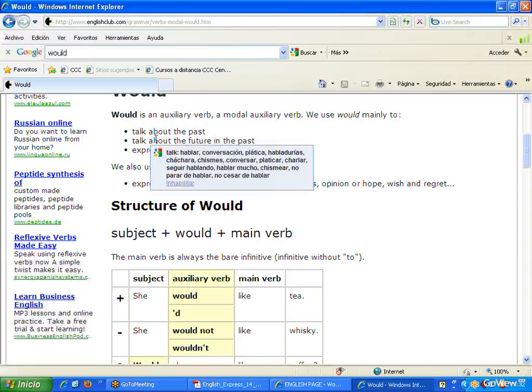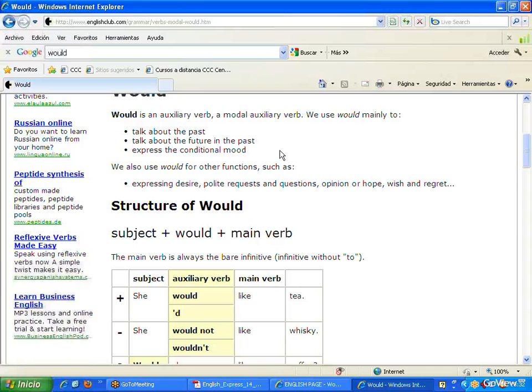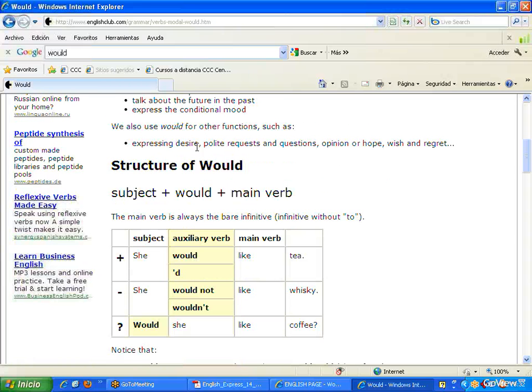También, also, we use would for other functions such as expressing desire, polite requests and questions, opinion or hope, wish and regret. Okay, so it's not only for the conditional. Not only for the conditional.